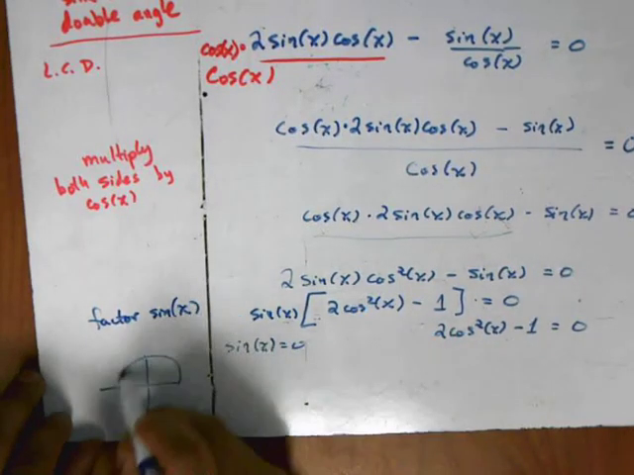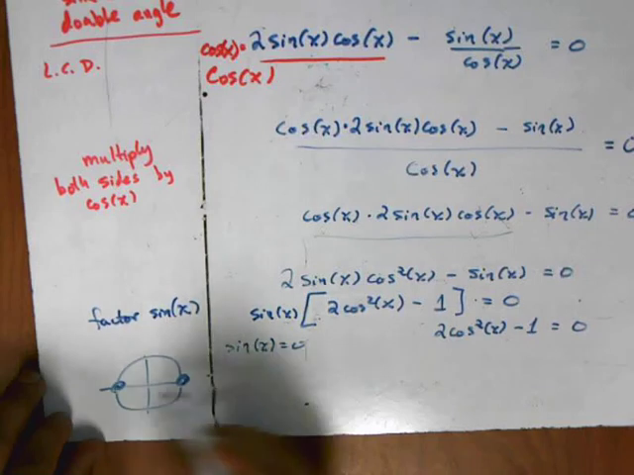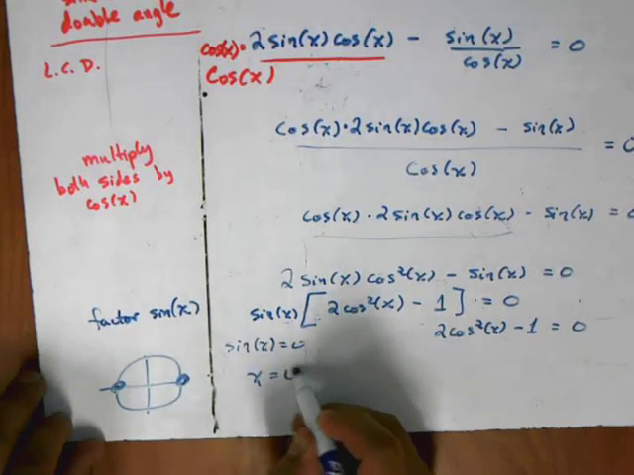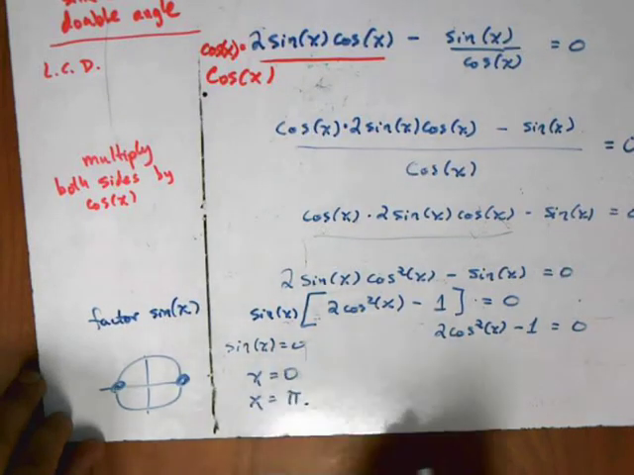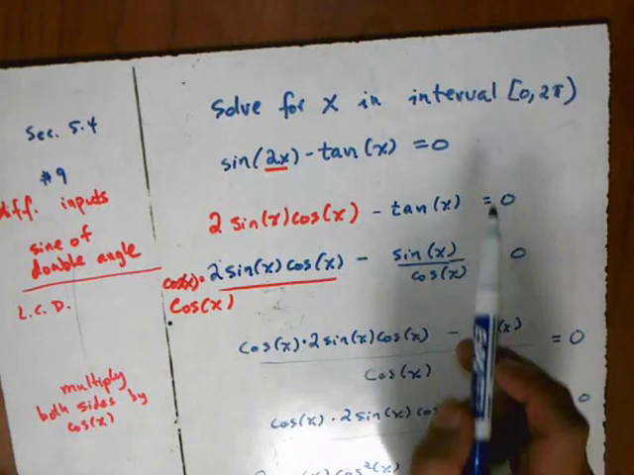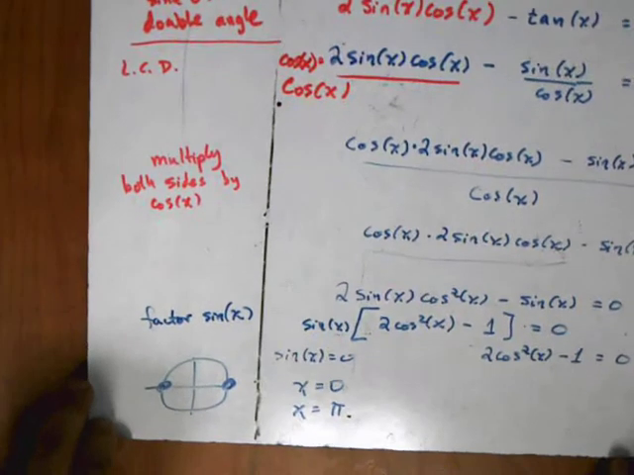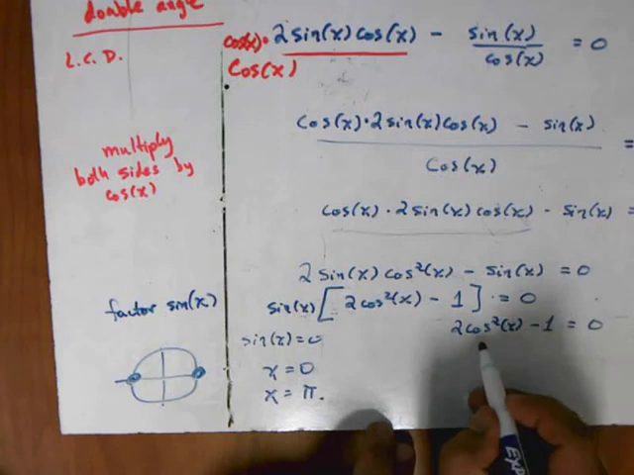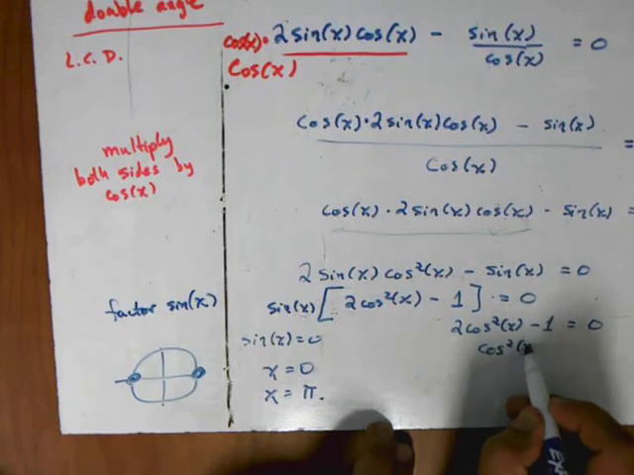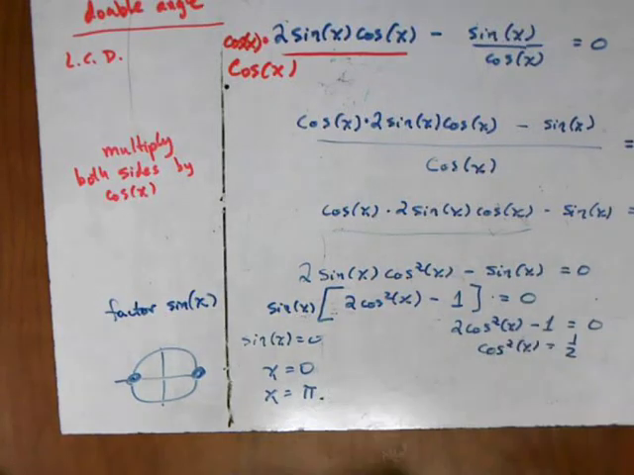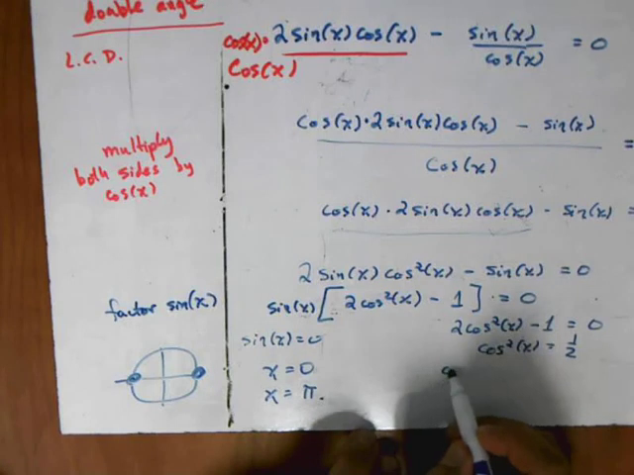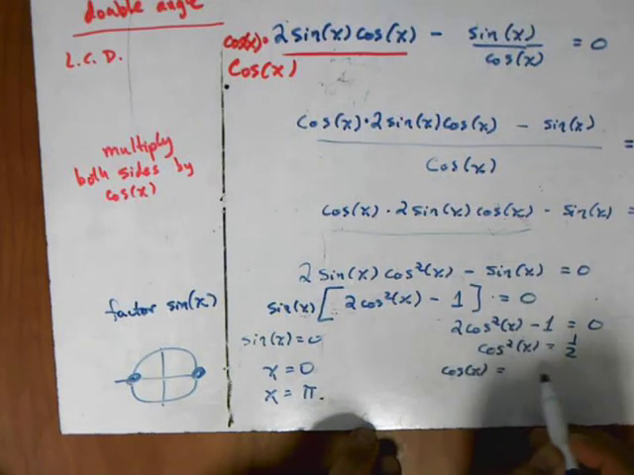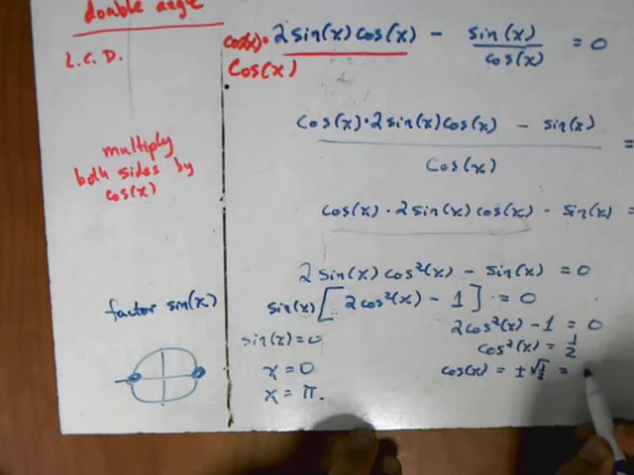On the unit circle, sine is 0 at this point and at this point, so I know x equals 0 and x equals pi. The original problem is asking for this interval, so I don't have to add 2 pi n to it. Now on this side, I'm going to solve for cosine squared, so I get cosine squared equals 1/2. Take the square root of both sides, so I get cosine equals plus or minus the square root of 1/2, which is incidentally square root of 2 over 2.